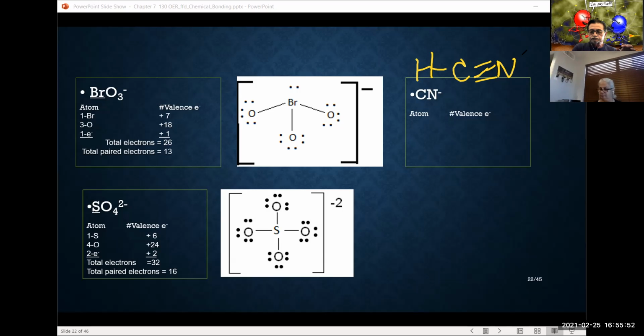Anyway, we do the same thing. Carbon is 4 valence electrons. Nitrogen is 5. Okay. And then it's a negative charge, so we end up adding an electron. So we get a total of 10 electrons, or 5 pair. And so we do what we've been doing.